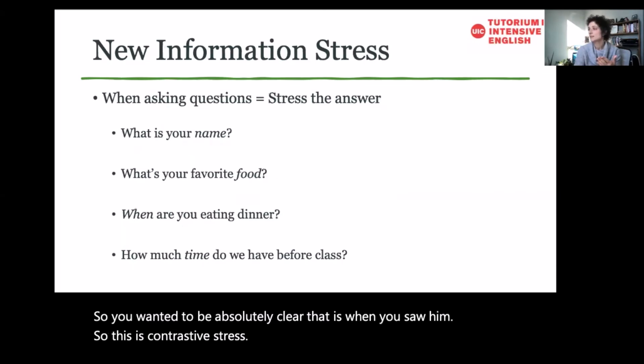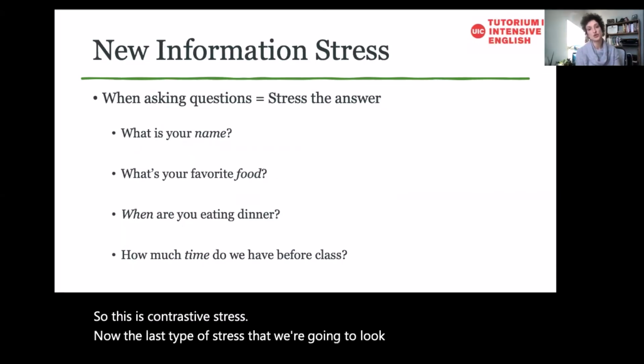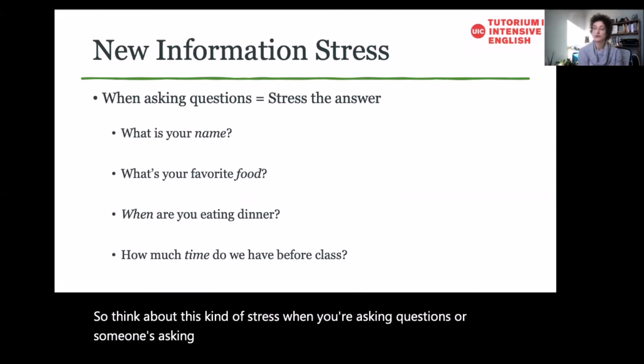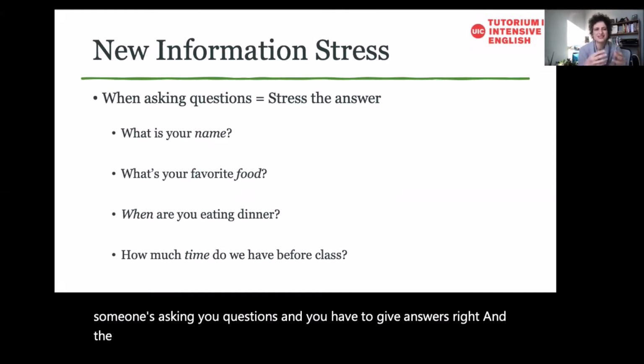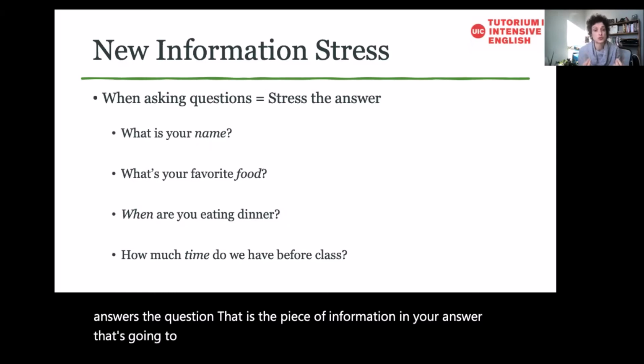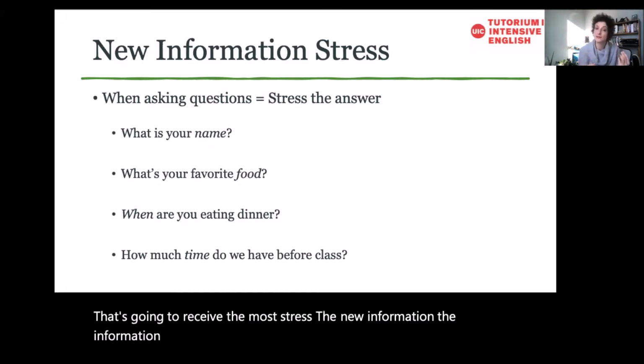Now, the last type of stress that we're going to look at today is new information stress. So think about this kind of stress when you're asking questions or someone's asking you questions and you have to give answers. The new information that you give, that's the information that answers the question. That is the piece of information in your answer that's going to receive the most stress.